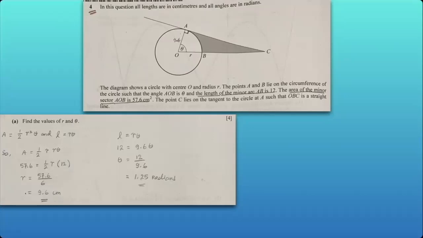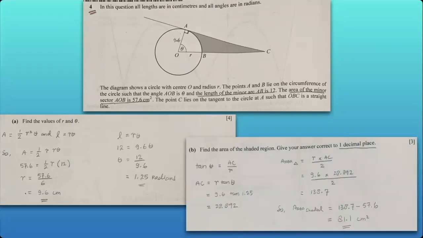What about theta? Knowing R, the radius, we can substitute this value into here or here in order to find theta, like so. So theta is equal to 1.25 radians. Next, part B. Find the area of the shaded region. Give your answer correct to 1 decimal place.